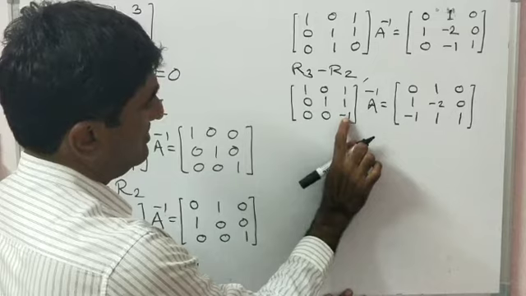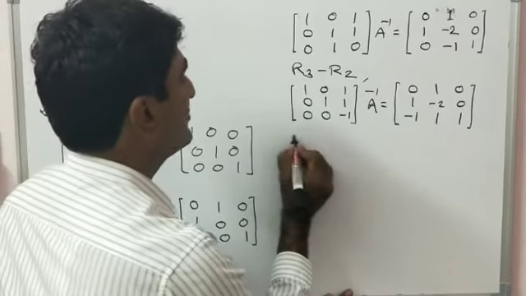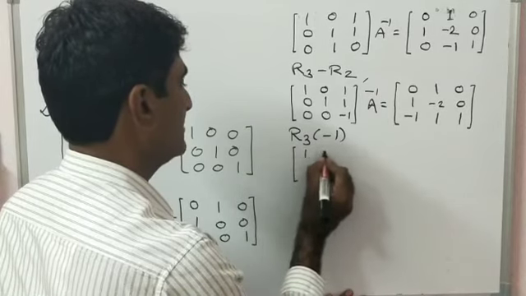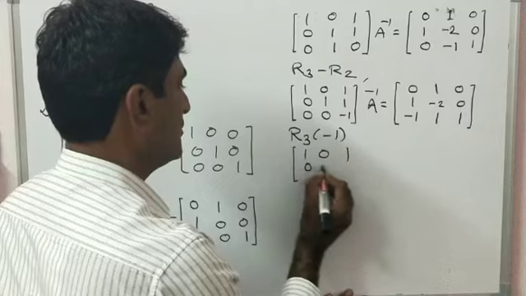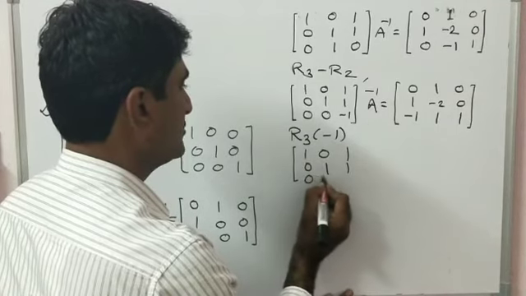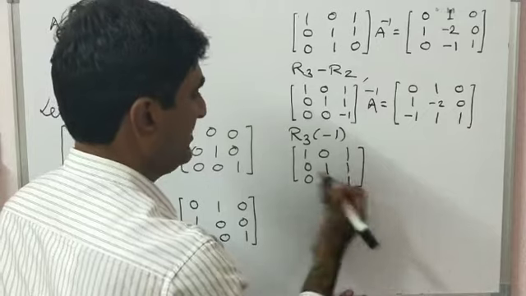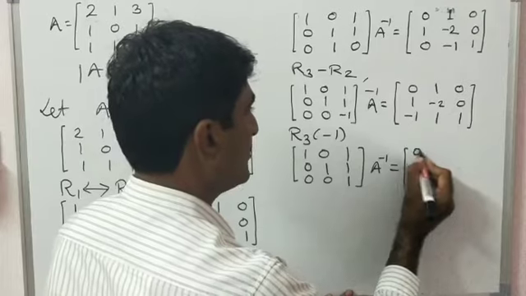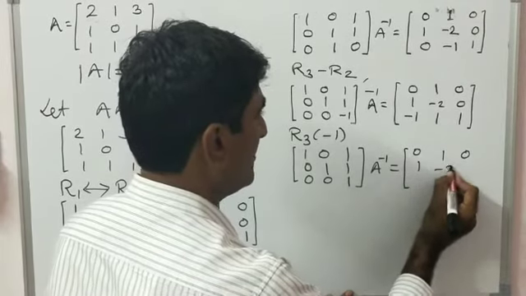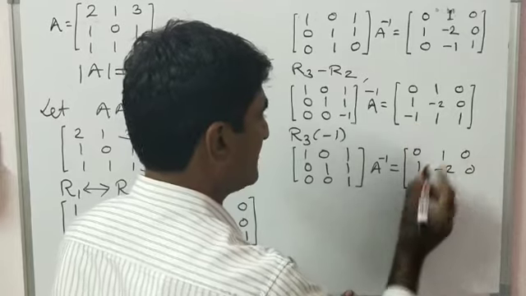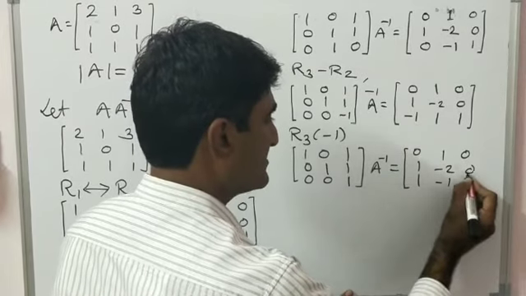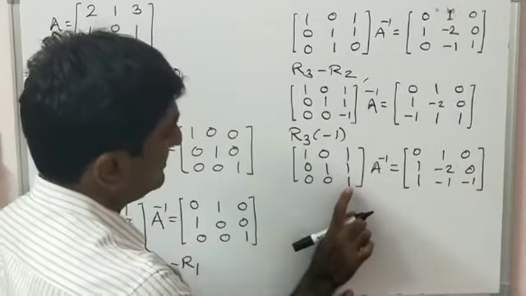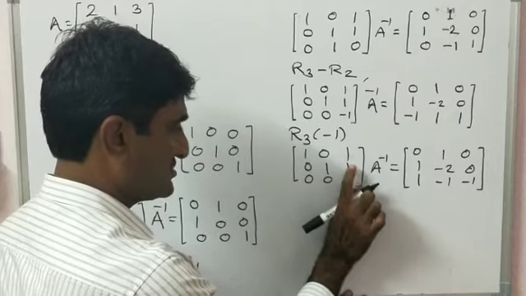Now here we want 1 and then this 0. Here it is minus 1. Therefore the simple operation is R3 multiplied by minus 1. In here 1 0 1, 0 1 1, 0 0 1 multiplied by minus 1 into A inverse equals 0 1 0, 1 minus 2 0. Here multiplied by minus 1, here plus 1 minus 1, here minus 1.